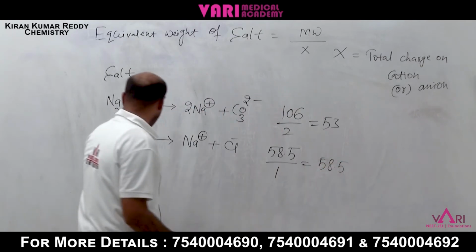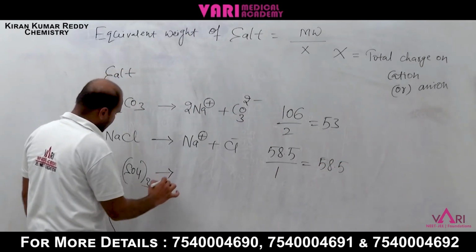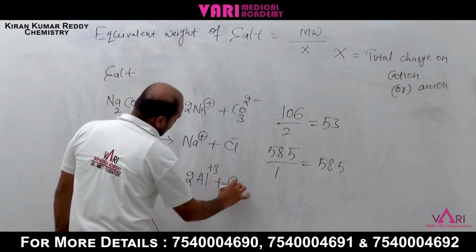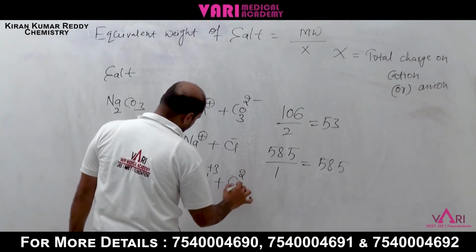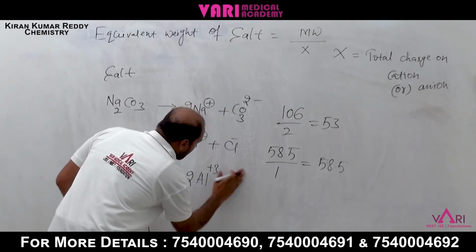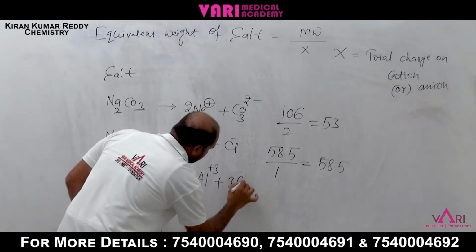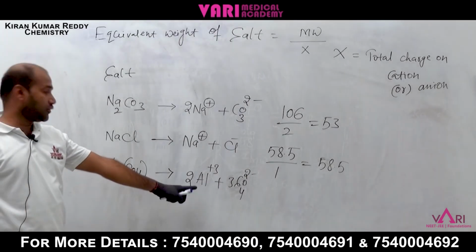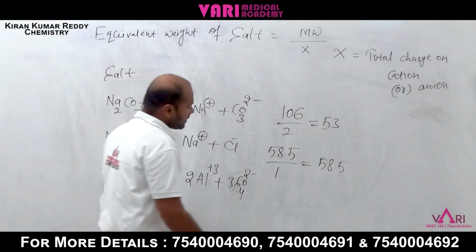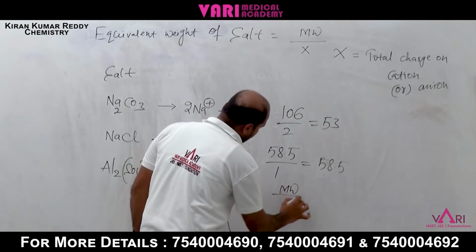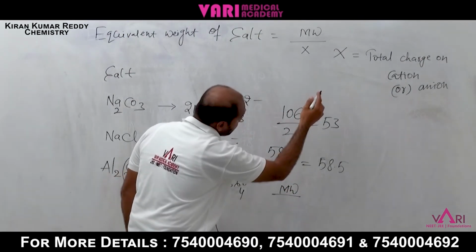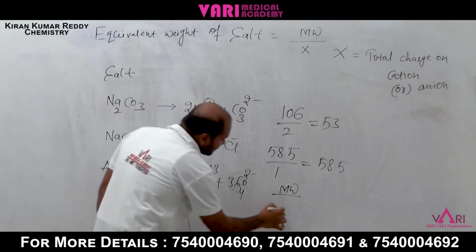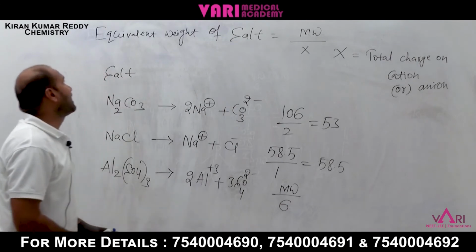If you take Al2(SO4)3, we can write 2Al3+ plus 3SO4 2-. Here the total charge on the cation is 2 times 3, that is 6. Now write molecular weight by x, where x means the total charge on the cation. What is the total charge on the cation? 2 times 3 is 6. This is the calculation.